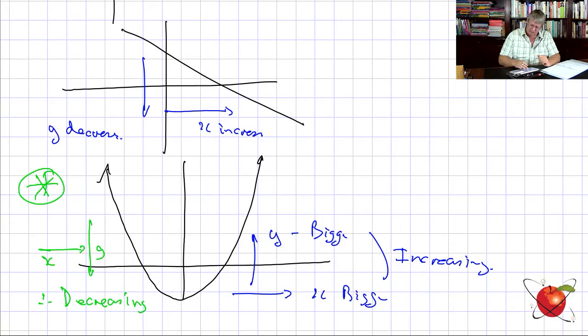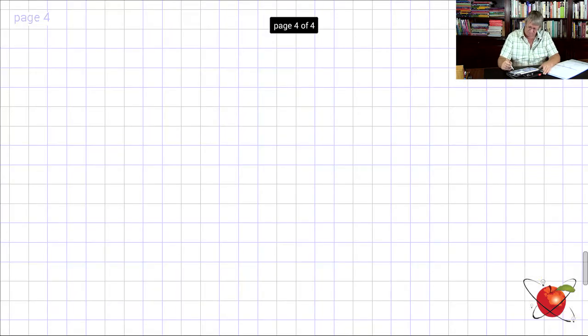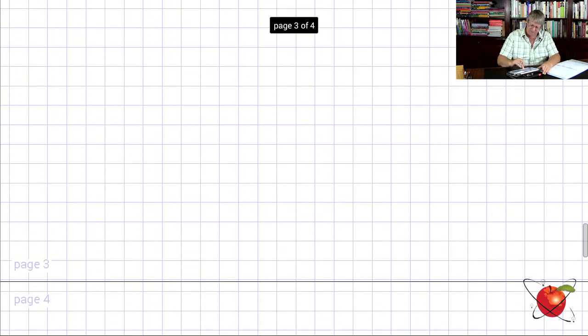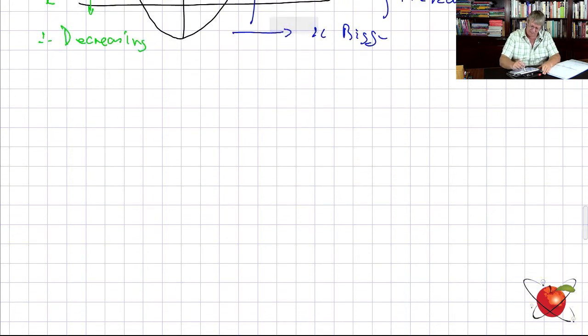Well, there's another thing that we have to talk about here, and that is a function that is in fact continuity. Let's look at the word continuity.